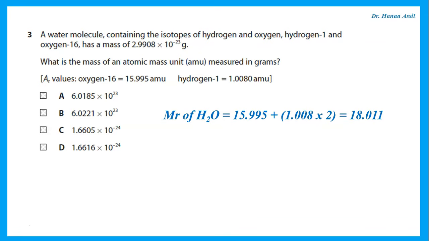values is 18.011. That's an exact molecular mass according to these values. And we have the water as a whole is 2.9908 times 10 to the minus 3. So if we divide that by the MR of water, this is the mass of an atomic mass unit.